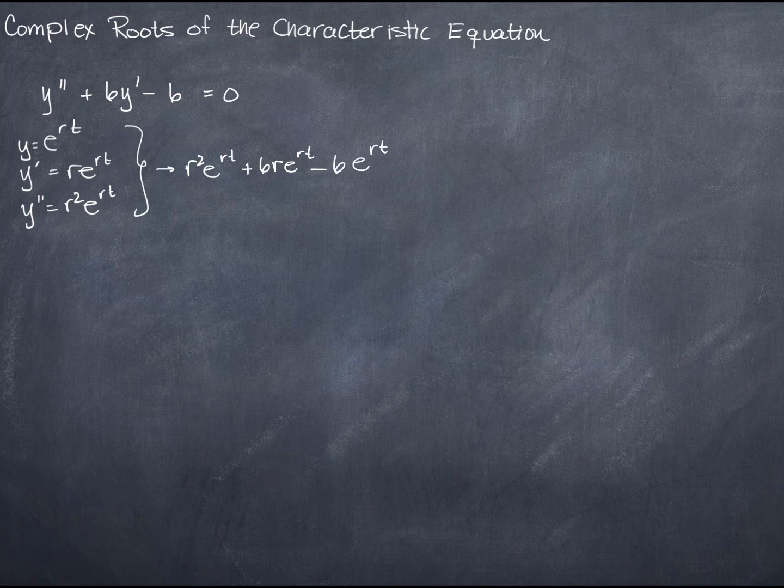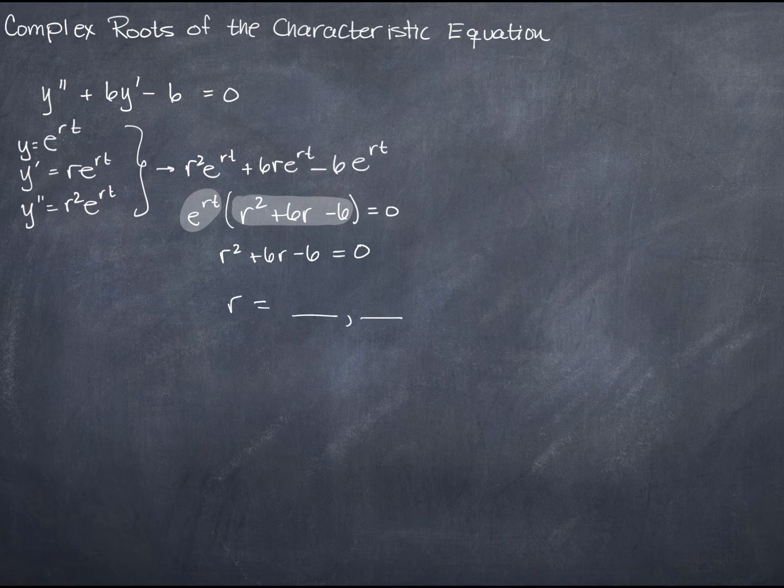And we can factor out the e to the rt, and that leaves us with r squared plus 6r minus 6. And we can factor that or not. In this case, we can't. So I did that the long way again, just to remind you that that's where our characteristic equation is coming from. This r squared plus 6r minus 6 is the characteristic equation. What we're saying here is that this has to equal 0. This factor can never equal 0. And so it's the solutions we get when we set this factor, r squared plus 6r minus 6, equal to 0, that's where we get those solutions.